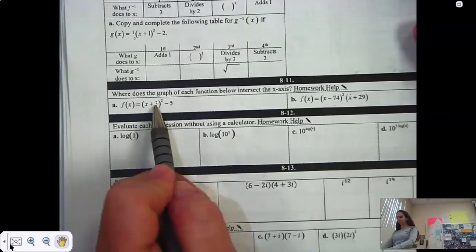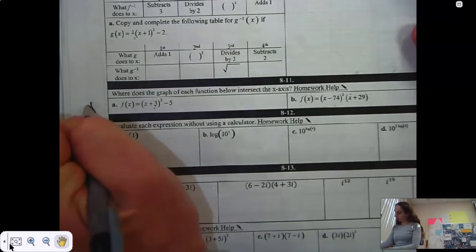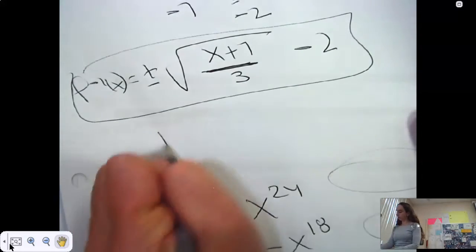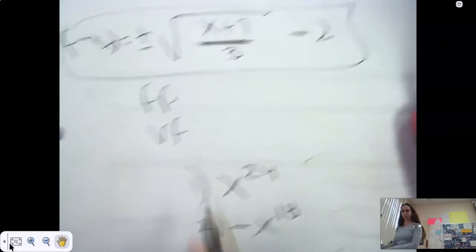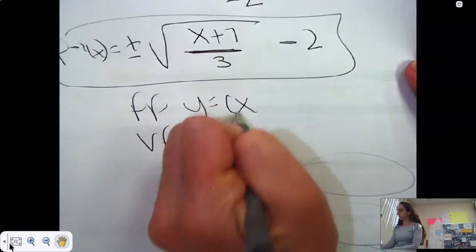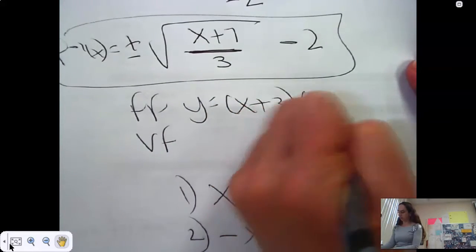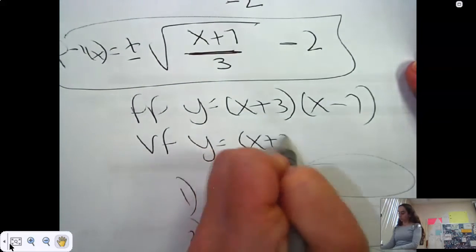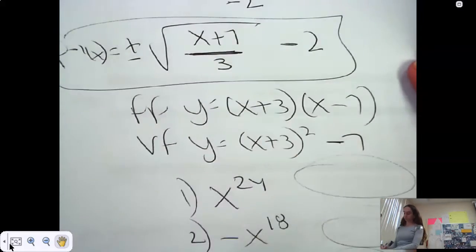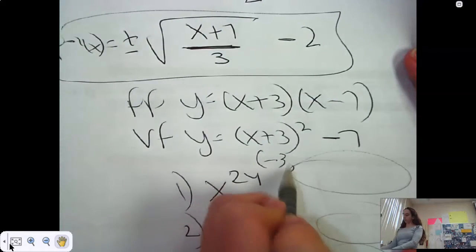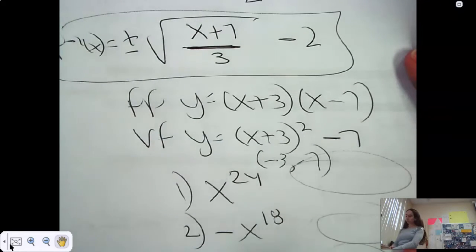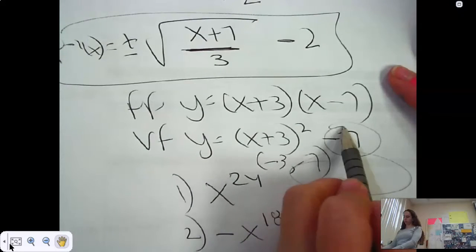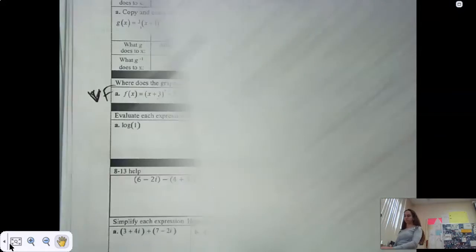Okay? This one you might not be able to look at because this is in, I don't know if you remember, vertex form. So the difference between factored form and vertex form is, if I had y equals x plus 3 times x minus 7, but if I had y equals x plus 3 squared minus 7, my vertex is negative 3, negative 7. Remember that, I hope you can see how they're different. This is on the outside, vertex form.